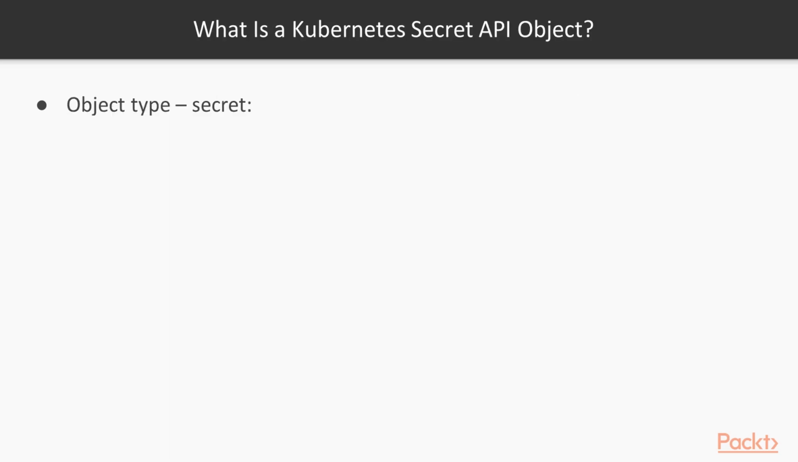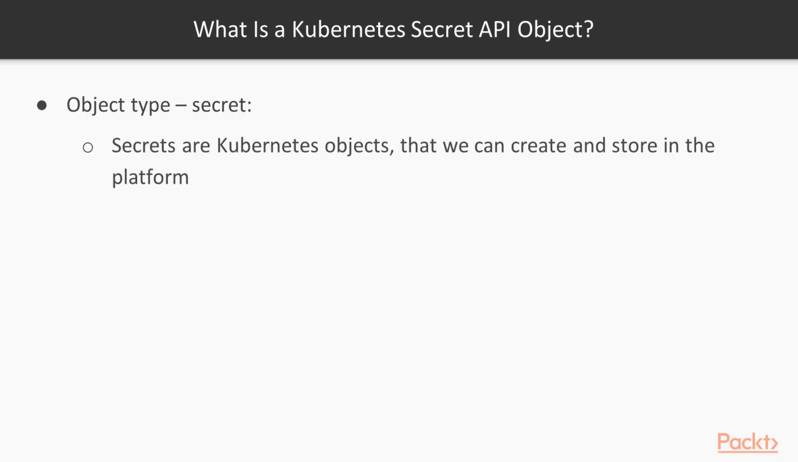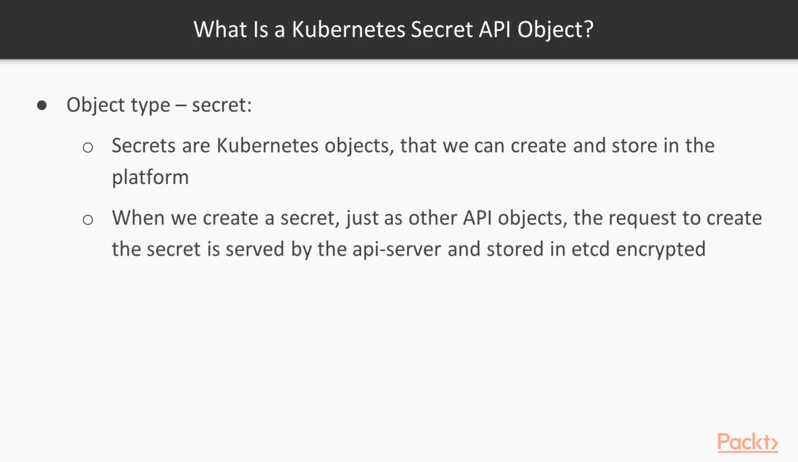So what is a Kubernetes secret API object? Secrets are Kubernetes objects that we can create and store in the platform. When you create a secret, just as with other API objects, the request to create the secret is served by the API server and stored in etcd encrypted.